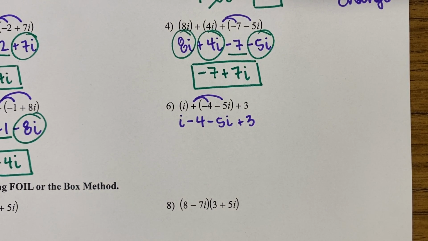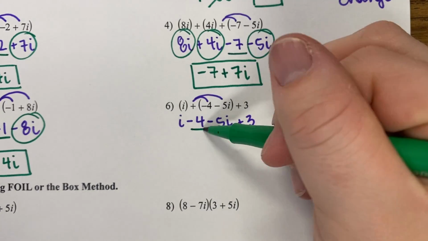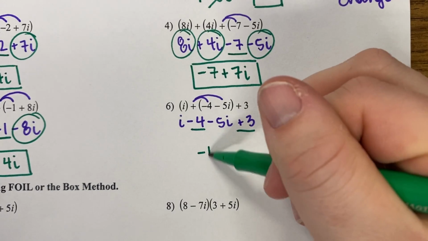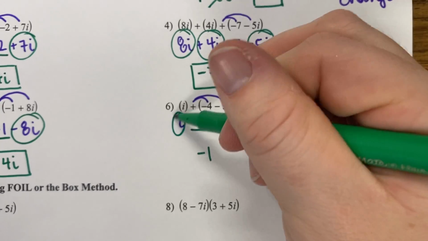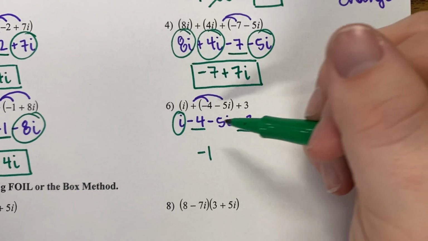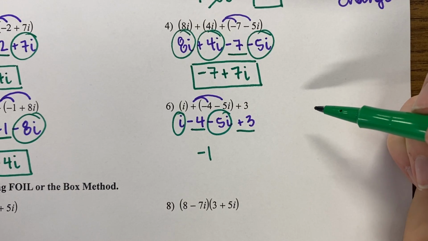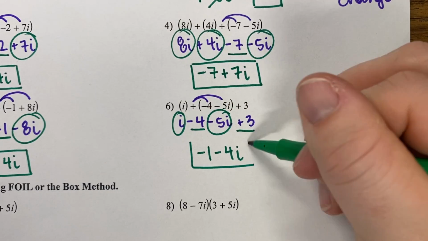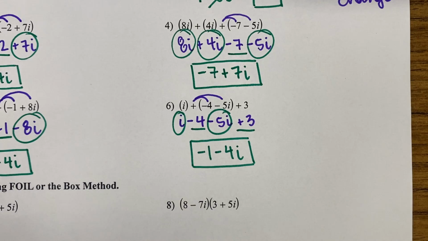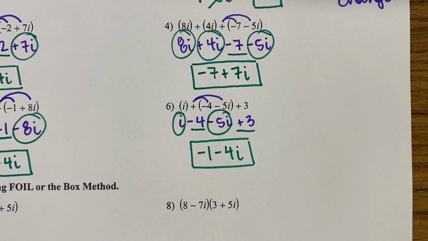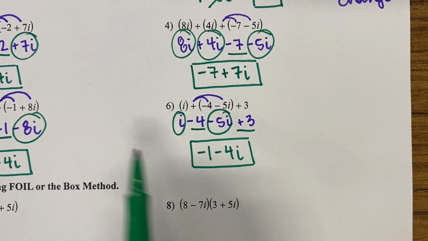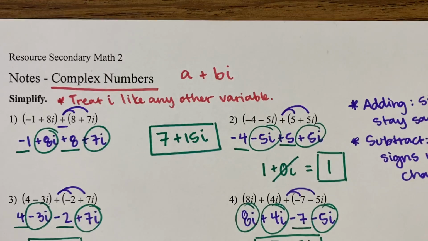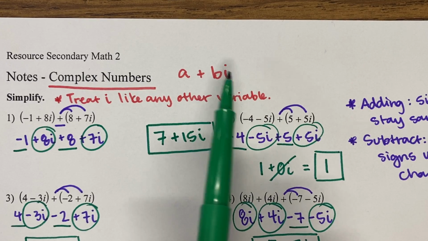So now let's go ahead and combine like terms. So I have -4 plus 3. It's going to give me a -1. And then I have positive i, or positive 1i, minus 5i. So 1 minus 5, -4i. Awesome. Okay, so that was adding and subtracting when using complex numbers. Again, complex numbers is where we have a number plus a number with an i attached.